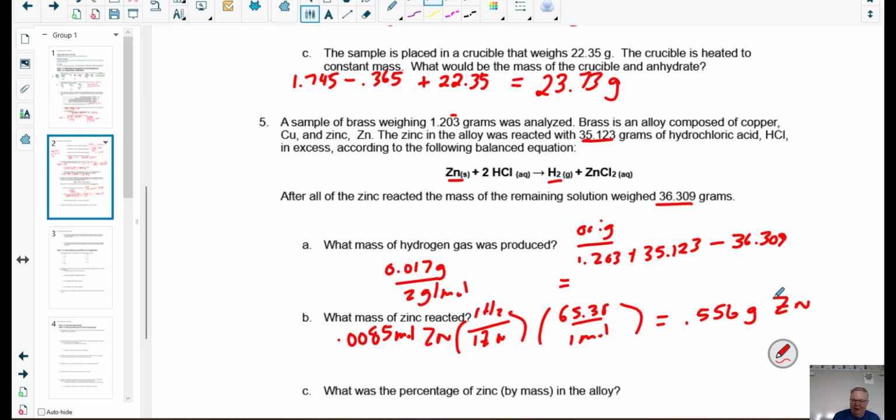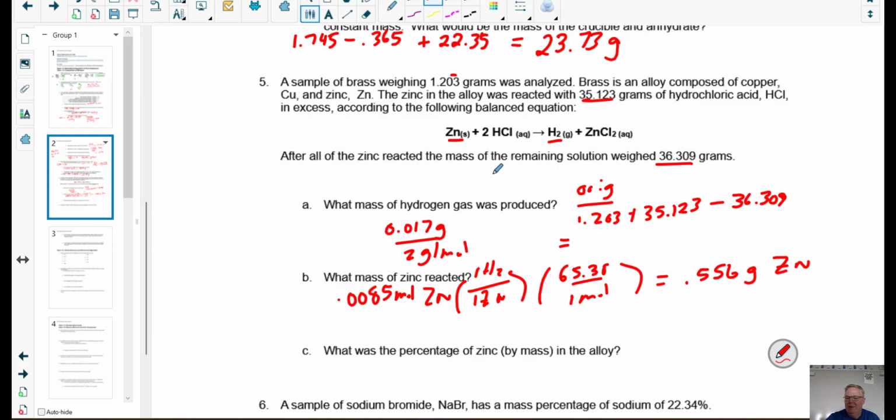It says what was the percentage of zinc by mass in the alloy? Well, only in this case, only the zinc is reacting, not the copper, but we have a 1.203, right? So it was 0.556 grams of zinc that reacted out of the total sample, 1.203. So therefore I can get a percentage.